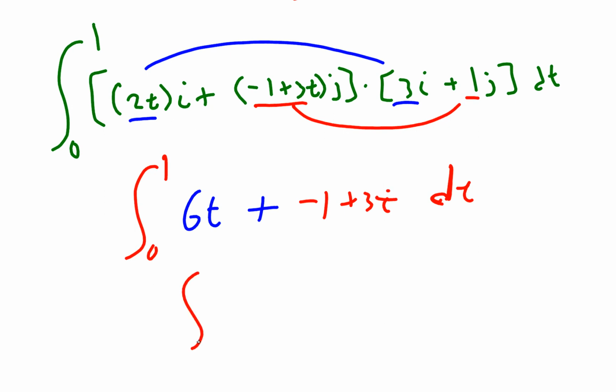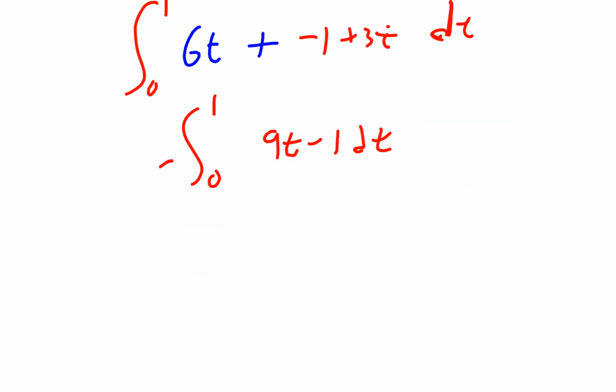All right, let's simplify a little bit more. Integral from 0 to 1, so we have 9t minus 1 dt. Okay, so this is a pretty easy integral. Let's try not to make any silly mistakes.